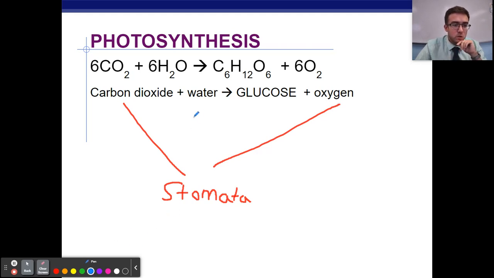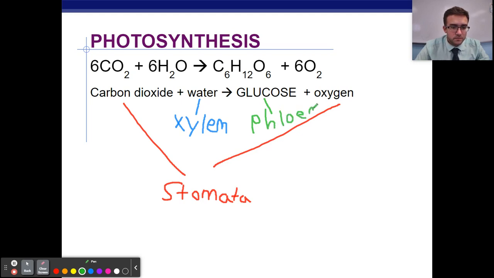The other thing, the water, is going to be brought up through the roots of the plant and through the central vein, and through a particular part of the central vein, the xylem. So the xylem is going to bring the water up into the leaf where it needs to do photosynthesis. And then the last part, the glucose, is going to leave the plant through that same central vein, but through a different part of the central vein, this time through the phloem.